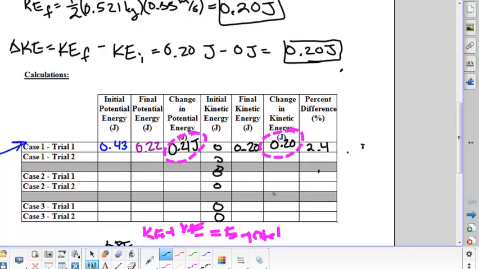Remember, rewind, go back, solve it out. What did you do wrong? Your numbers should be fairly close to this. Not exactly, but somewhere in that realm. All right? Good luck.